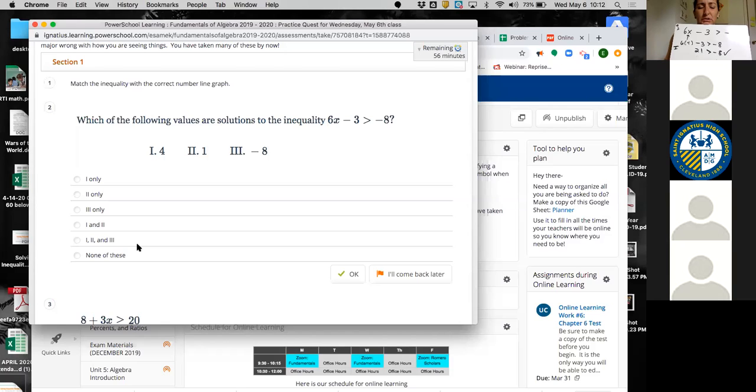For this kind of problem, are you always trying to find something that's greater than, trying to make the equation true? Yes. Yep. You're going to pick out which numbers make the equation true.